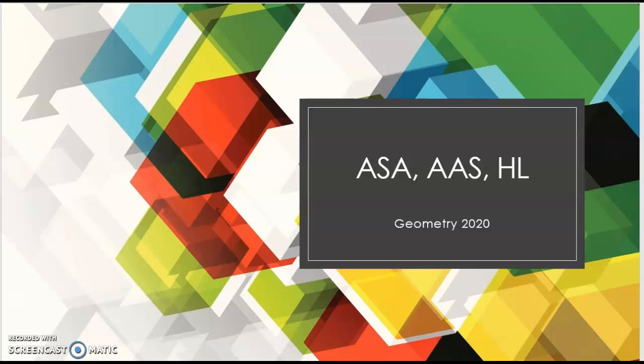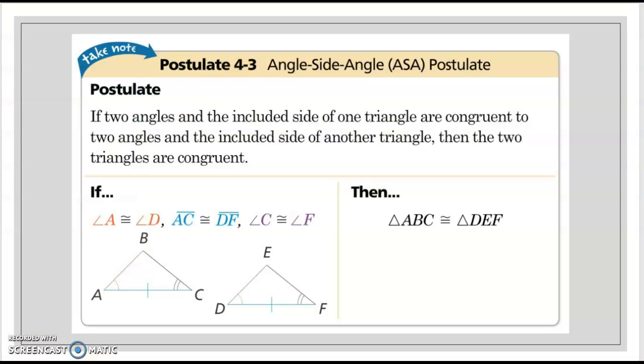All right, guys, so we're looking for three different ways to prove two triangles are congruent. The way we're going to look at it is called ASA, AAS, and HL. I'm going to jump straight into it. For the first one, the angle-side-angle postulate says that if two angles and the included side are congruent to two angles and the included side of another triangle, then the triangles must be congruent.